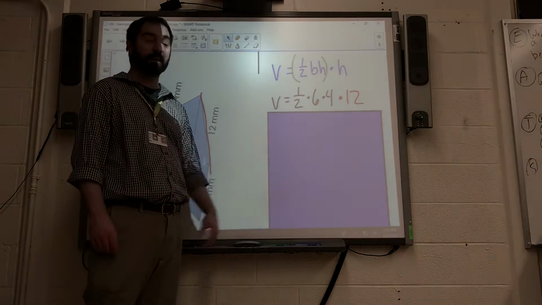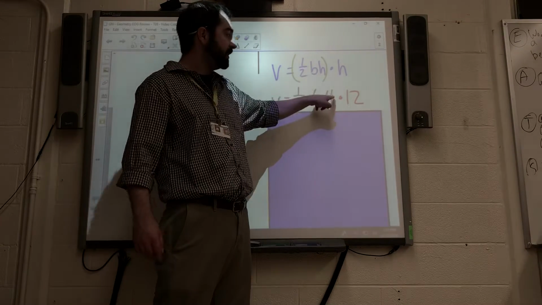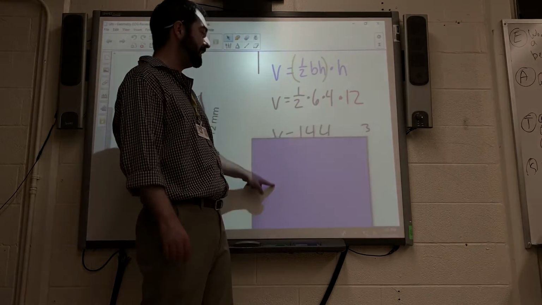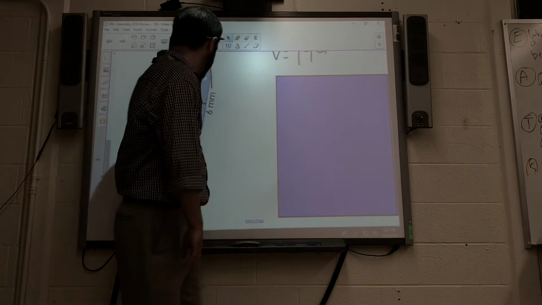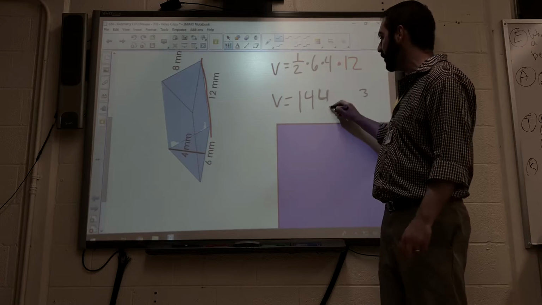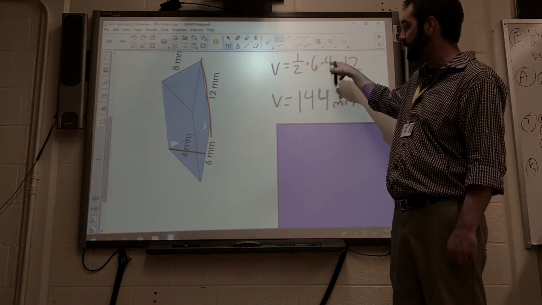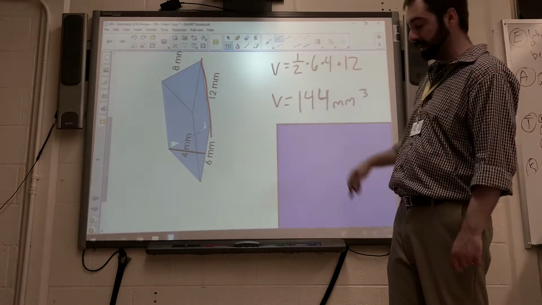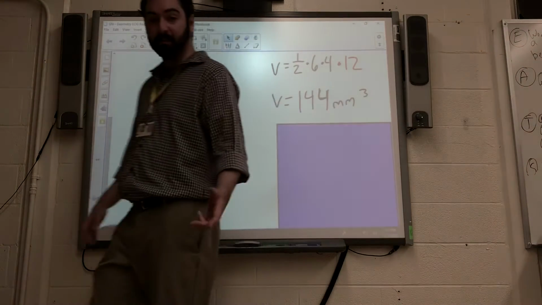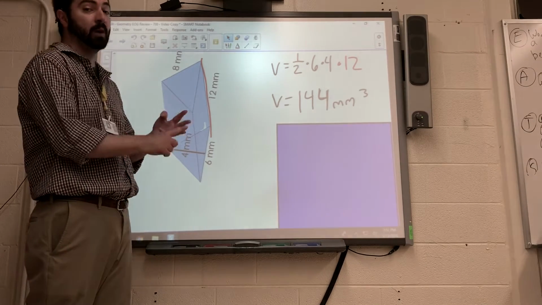Once I write out my formula and I plug in my numbers that I need, 1/2, base of the triangle, height of the prism, I put that in a calculator and I have the answer of, I erased the millimeter squared part, but it's 144 millimeters cubed. Millimeters cubed because we're doing millimeter times millimeter times millimeter, millimeter to the third. And that's our answer.